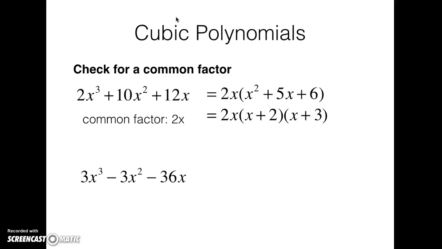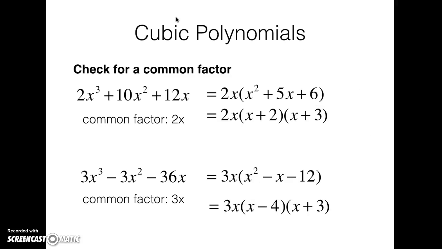In the next example, we have 3x cubed minus 3x squared minus 36x. A common factor for this polynomial is 3x. So after we factor out the common factor, we are left with x squared minus x minus 12 inside the parentheses, and 3x is on the outside of the parentheses. You can further factor the quadratic inside the parentheses into x minus 4 and x plus 3. So our final answer here is 3x, parentheses, x minus 4 times x plus 3.